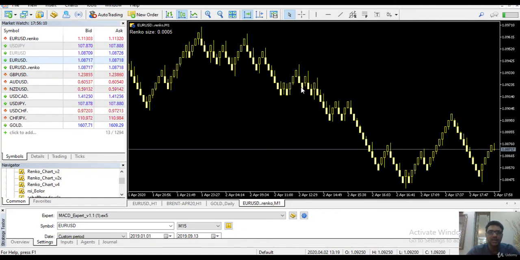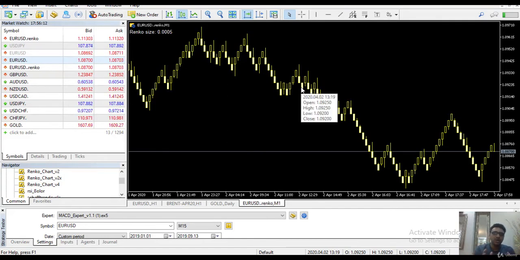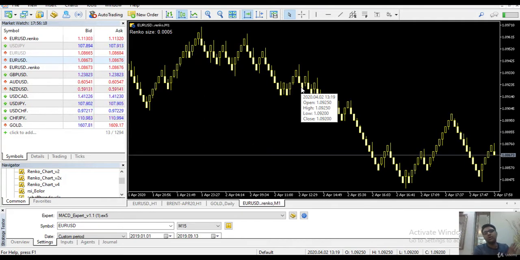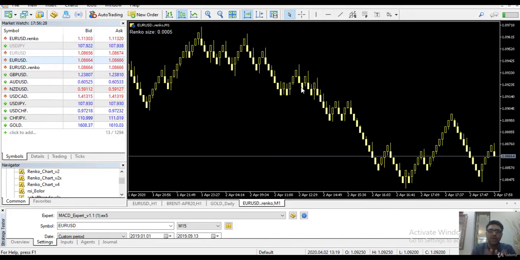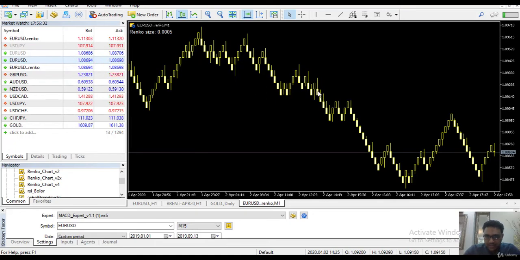In our MT5 platform, the minimum time frame that we have is the M1 time frame, right? We cannot go below that. Even if you want to go for 30 seconds, you cannot. So you just need to stay within the limited time frame for Renkos. And here we have the M1 time frame, so one brick represents 50 points.